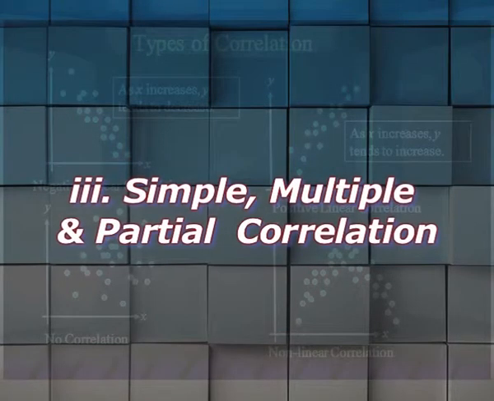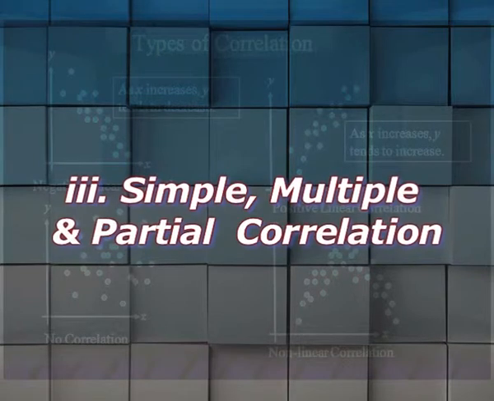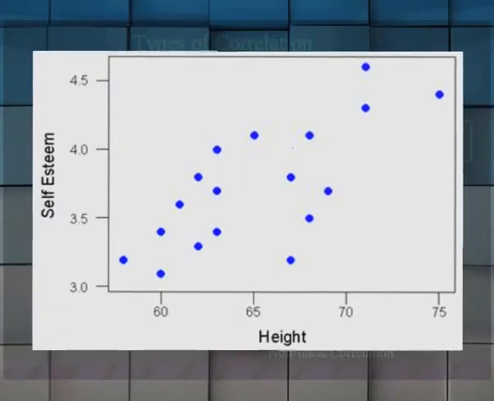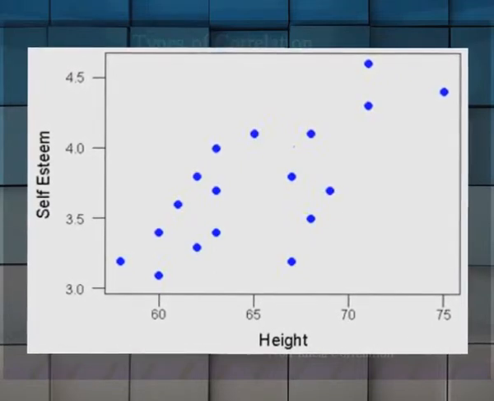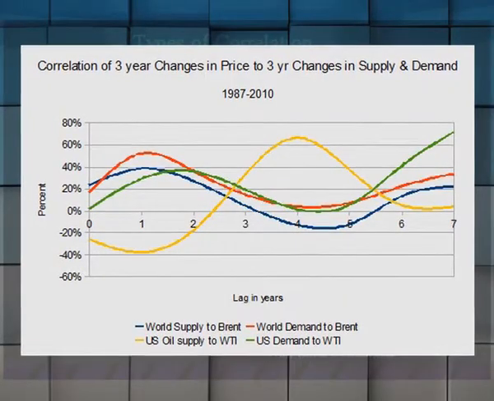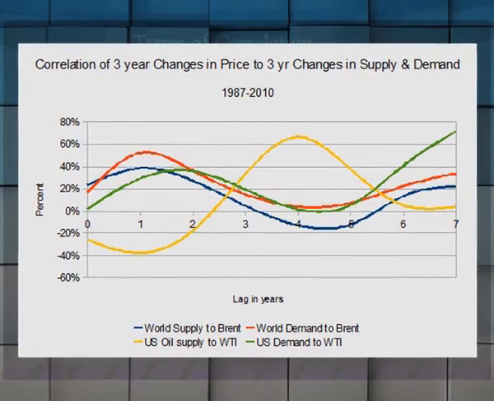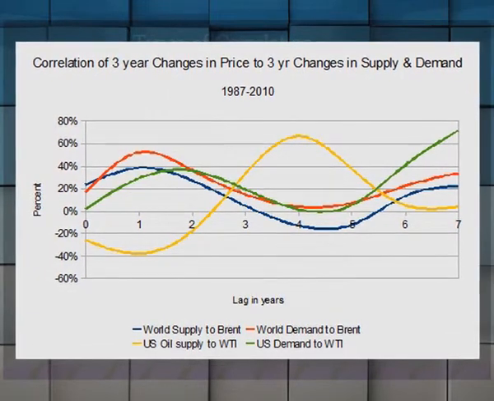Third one, simple, multiple and partial correlation. Correlation is said to be simple when only two variables are studied. For example, when we study the height and weight of persons, the resultant correlation will be simple. If more than two variables are studied simultaneously, the correlation is said to be multiple. For example, when we study the price, demand and supply of an article, the resultant correlation is multiple.